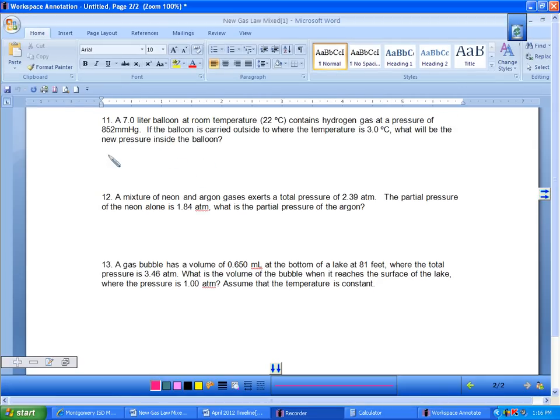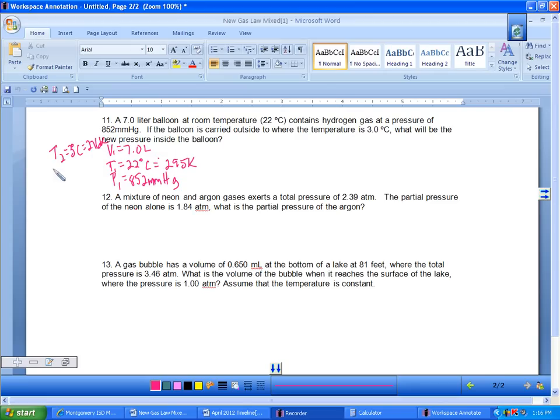So number 11 says a 7-liter balloon, so that's volume, is 7 liters, 2 significant digits. Temperature is 22 degrees Celsius, but I'm going to put it in Kelvin. So I'm going to add 273 to it and get 295 Kelvin. And that's volume 1, temperature 1. Volume 2, we don't know. Oops, sorry. We got to finish it up. Need a pressure here. Pressure 1 is 852 millimeters of mercury. Now I'm going to take it outside, so temperature 2 is now going to be 3 degrees Celsius or 276 Kelvin.